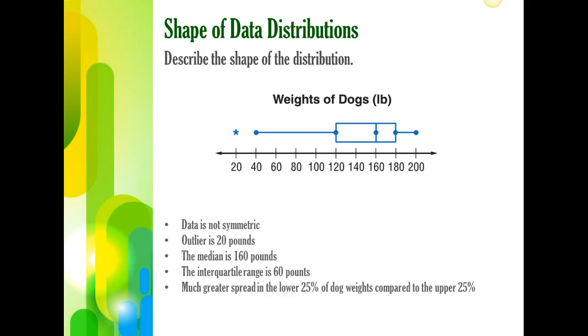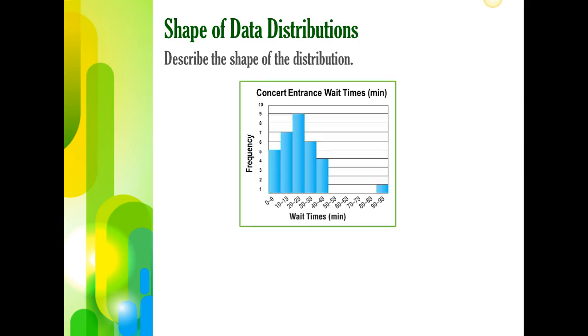The interquartile range, or Q3 of 180 minus Q1 of 120, is 60 pounds. Because the left whisker is a lot longer than the right whisker, we can say that there is a much greater spread in the lower 25% of the dog weights compared to the upper 25%. Again, we don't know all the specific values that make up this data set, so we are unable to calculate any other measures. Let's describe the shape of the distribution in this histogram.